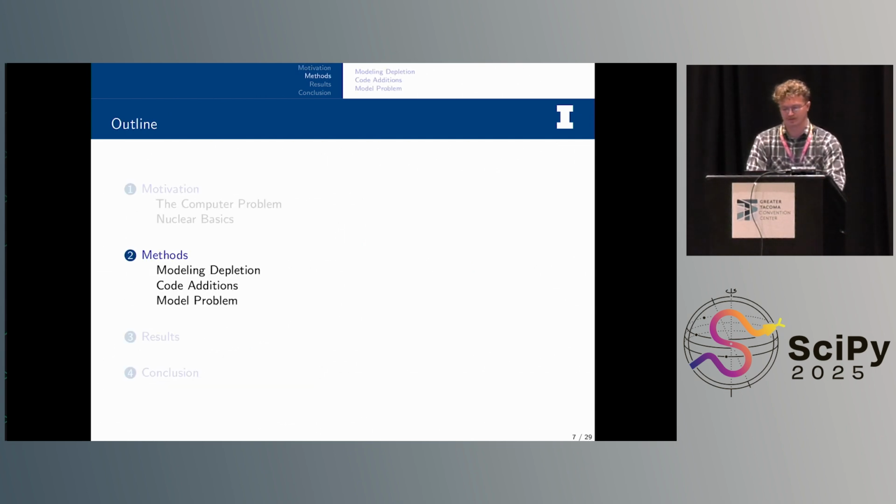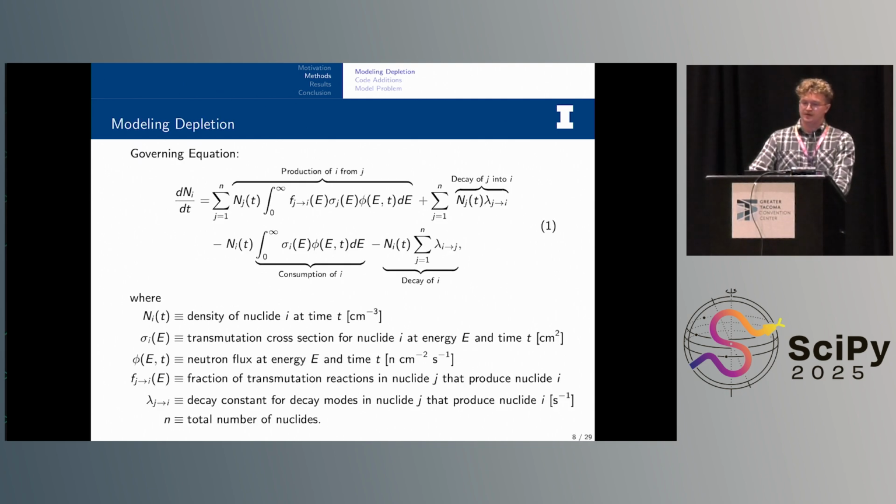Okay, so we've talked about depletion, we've talked about how hard it is to simulate reactors. Let's actually look at some of the methods we use to simulate depletion. This is the governing equation for nuclide depletion. We have the change of nuclide density of nuclide i with respect to time on the left, and then on the right side we have these four terms. We have two production terms, two consumption terms.